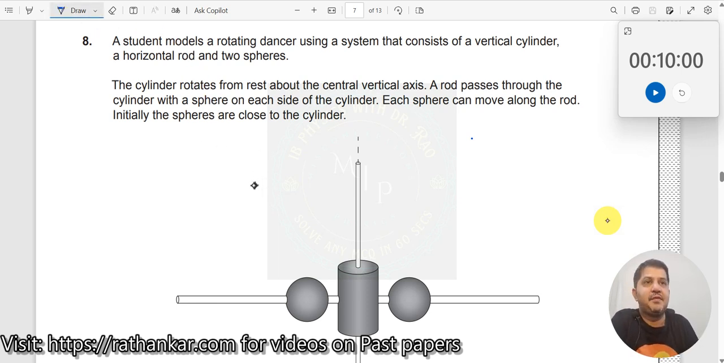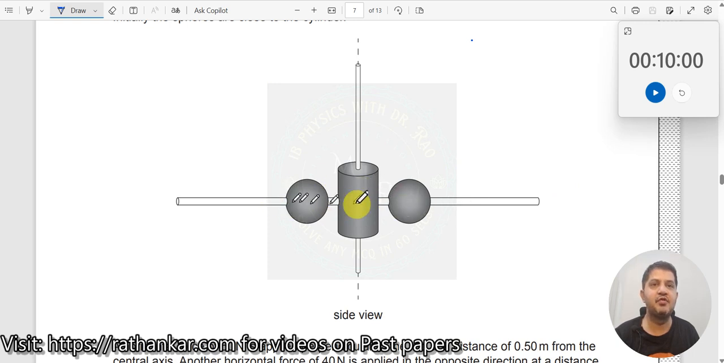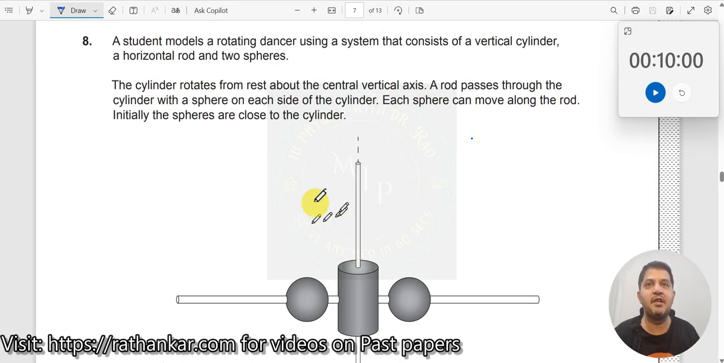This question is for 10 marks. So I have allotted 10 minutes for this problem. A student models a rotating dancer using a system that consists of a vertical cylinder and a horizontal rod using two spheres. Okay. So you have a vertical cylinder and two spheres over here. So the dancer can rotate, can stretch her arms, can bring the arms together and so on. So this is how it has been modeled over here.